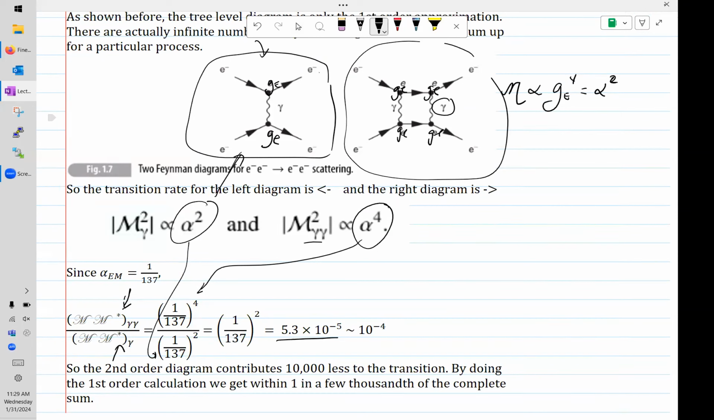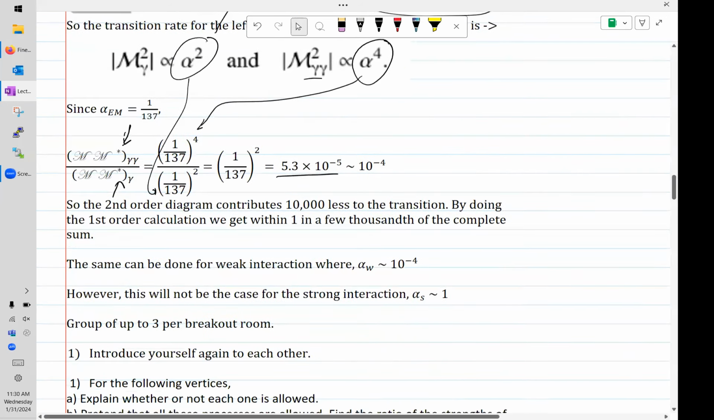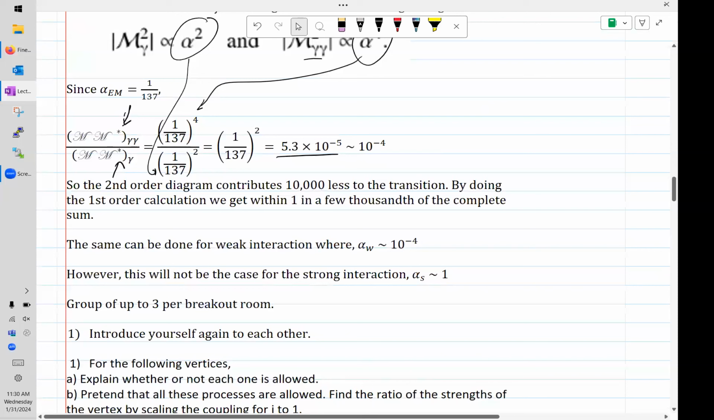The probability of 2 electrons scattering off each other by exchanging only 1 photon is 10,000 times more likely than a pair of electrons exchanging those photons twice instead. So essentially, if you can calculate this number, you have a result that's good to 1 in 10,000. Which is why we mostly worry about tree level diagrams, and I'm going to show how this breaks down in other interactions.